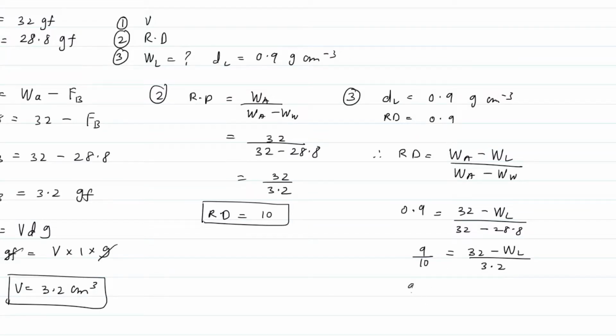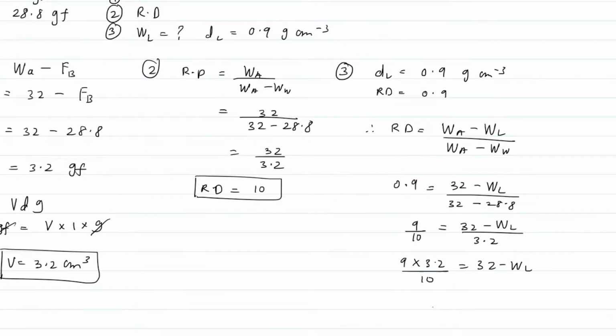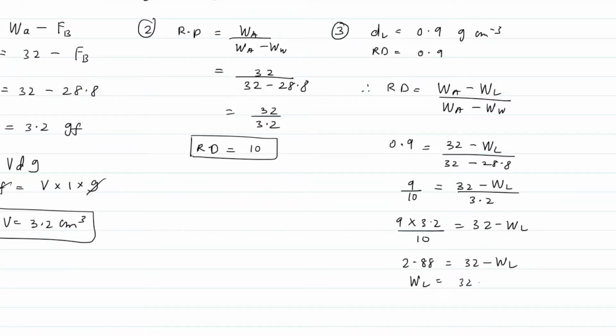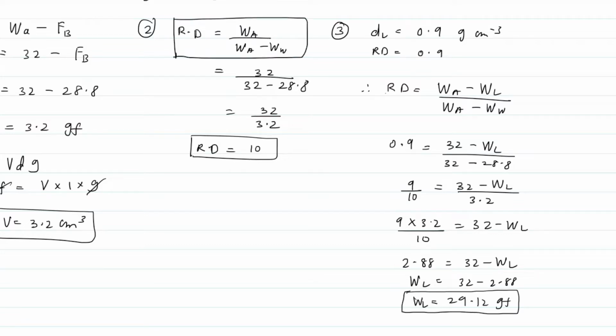Okay, so what do we get? We get 9 into 3.2 upon 10 is equal to 32 minus WL, that is 2.88. So WL is 32 minus 2.88, and therefore the weight in the liquid will be 29.12 gram force. So this will be your final answer. Okay, so this is relative density of solid, and this is the formula to find the relative density of a liquid.